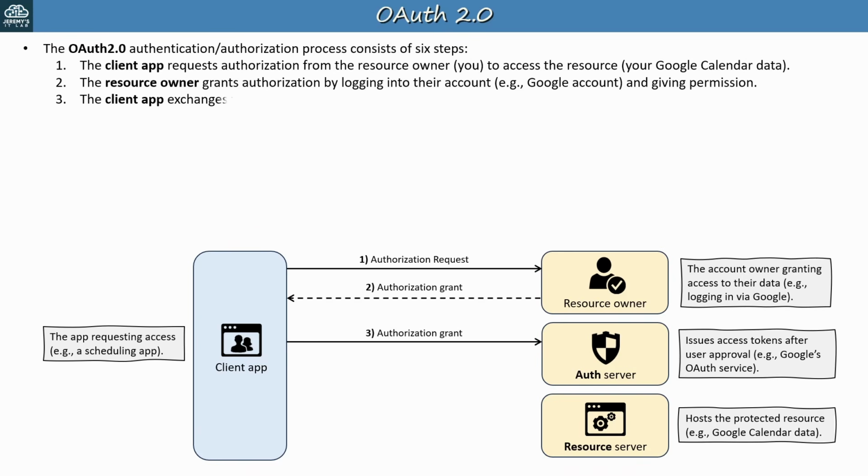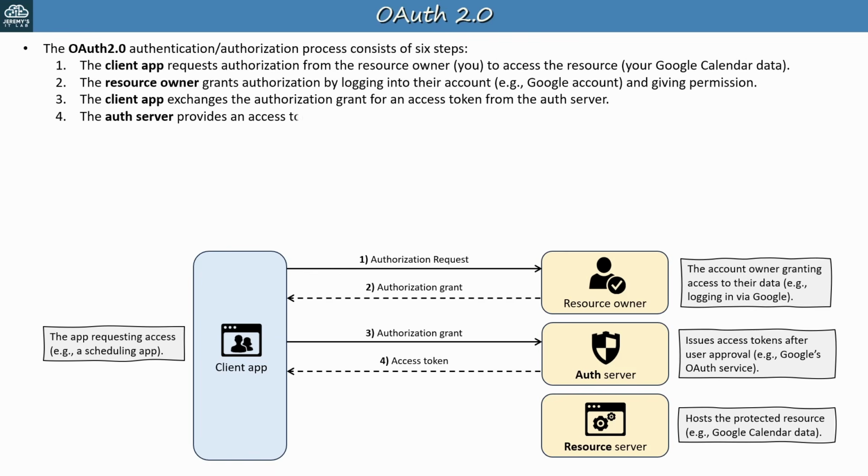Once permission is granted, the client app exchanges this authorization grant for an access token from the auth server, which in this case is Google's OAuth service. The auth server then issues an access token to the client app. This token acts as a temporary key that allows the app to request resources on your behalf.